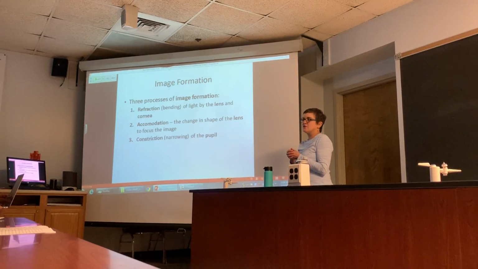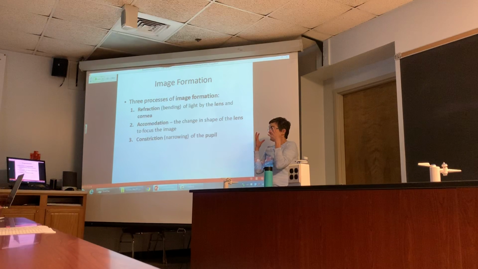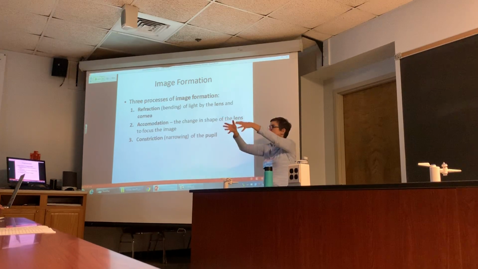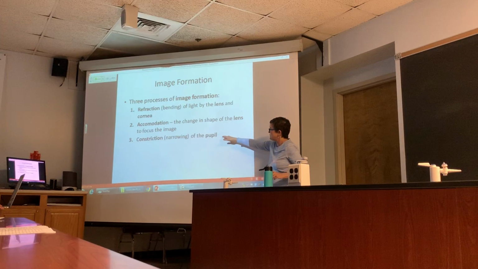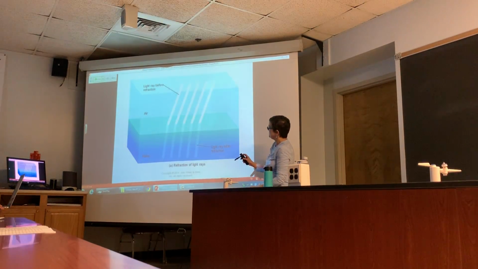And then constriction or narrowing of the pupil, which, as I mentioned, not only constricts and dilates based on light coming into your eye, but based on what you're doing. So close-up work, you're going to constrict the pupil. If you're driving and looking at a far distance, or you're running and looking away, 20 feet away or more, then your pupil is going to dilate. So we're not going to spend too much time on this part, but we're going to spend a little more time on the refraction and accommodation part.